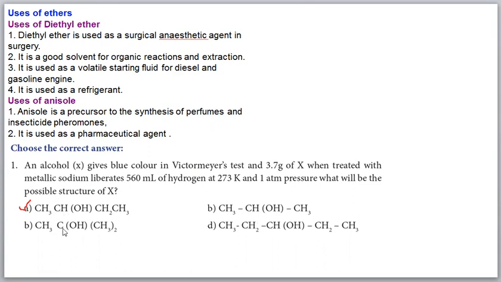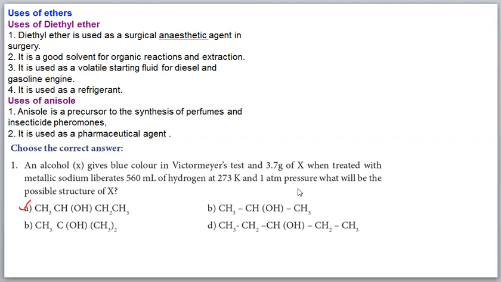This compound is C. Here this is written B, but it's actually C. See, OH is attached to this carbon, which contains no hydrogen. So it is tertiary. And here, this OH is attached to this carbon, which contains one hydrogen. So this is also secondary. So the correct answer is among these three. Among these three, one is the correct answer.